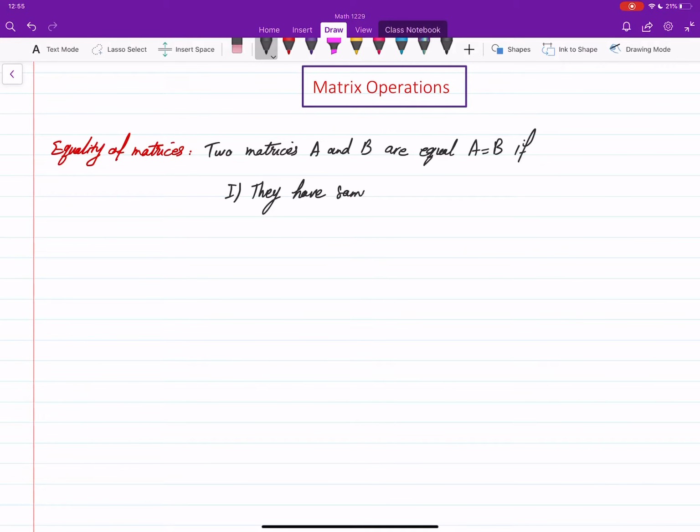So they have the same number of rows, the same number of columns, and the corresponding entries are the same.